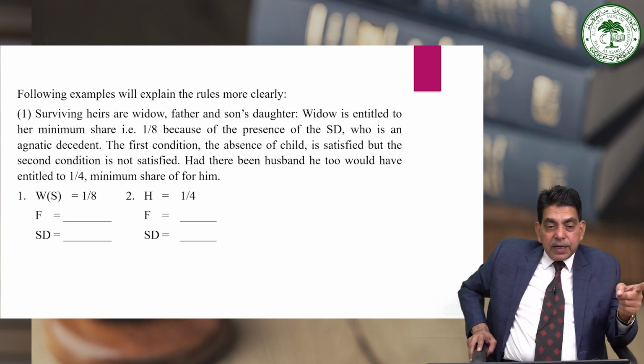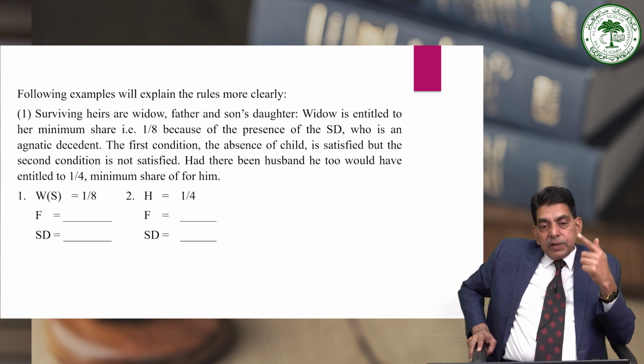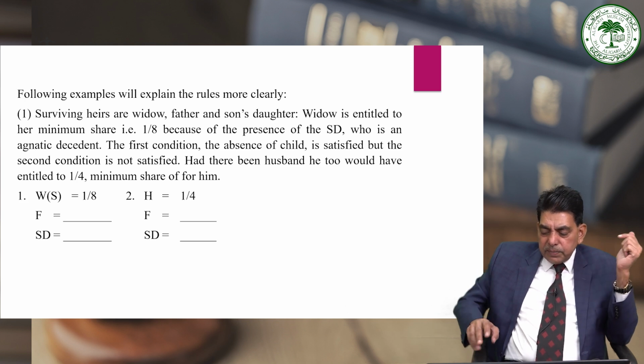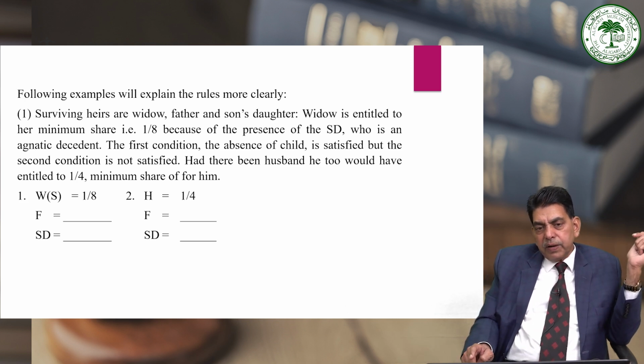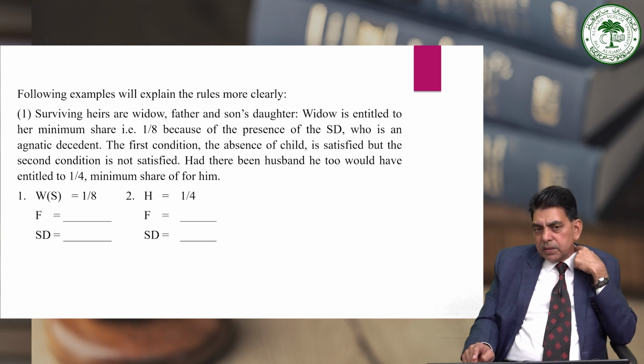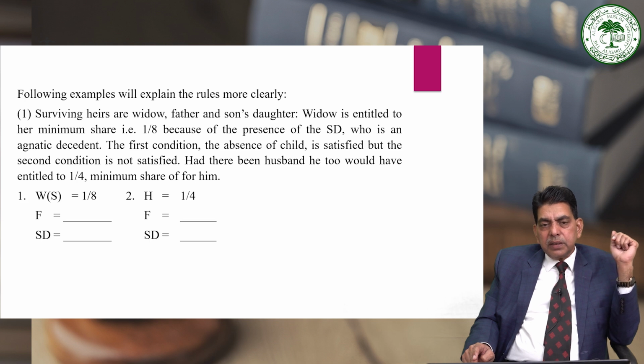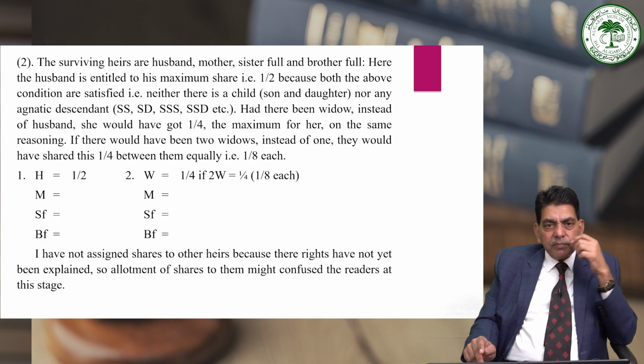So, as the widow is entitled to 1/8 minimum because of the presence of the son's daughter, likewise the presence of the son's daughter will make the husband entitled only to the minimum quota of the share, that is 1/4. In this way, I think the learner will be clear how the entitlement of the surviving spouse will be determined, taking into consideration the general principle of Muslim law relating to the hereditary rights of the surviving spouse.